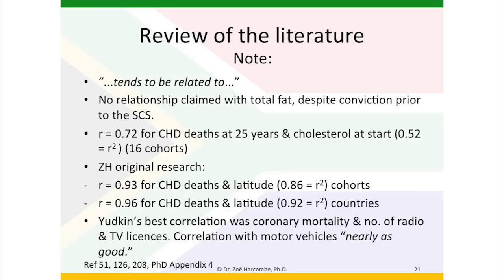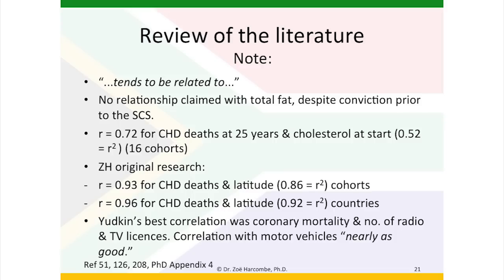And the relationship for coronary heart disease deaths at 25 years on from the start of the 7-country study and the blood cholesterol levels at the start of that study was an R, a correlation coefficient, of 0.72, which meant that the R squared was 0.52, and that's looking at the 16 cohorts separately, not the 7 countries. So I did some original research putting in those numbers to establish the exact methodology that Keyes had used to get those numbers, to be confident that I could replicate them if I took a different variable.